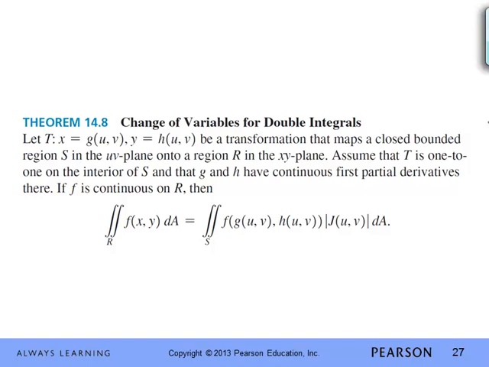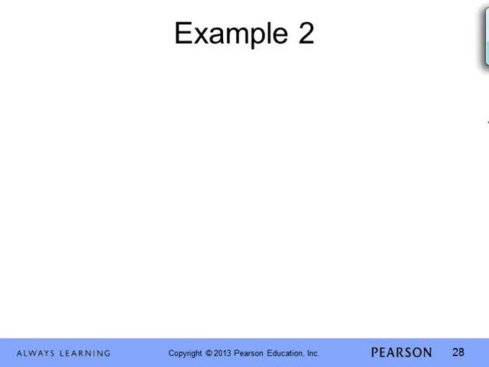So we talked about the one-to-oneness. Why it was important to even mention it is that this can only be true here if the mapping between the x and y region and the uv region is a one-to-one mapping. At least for the interior. Not necessarily along boundaries, but certainly for the interior.